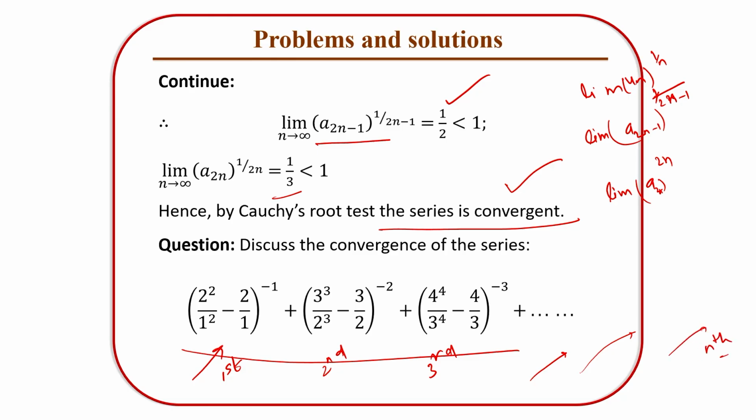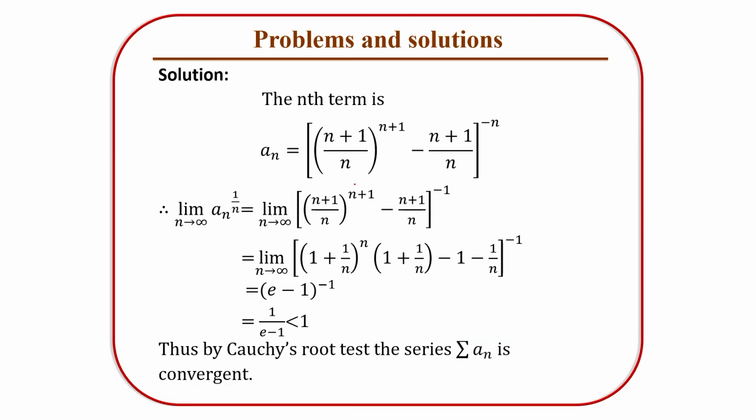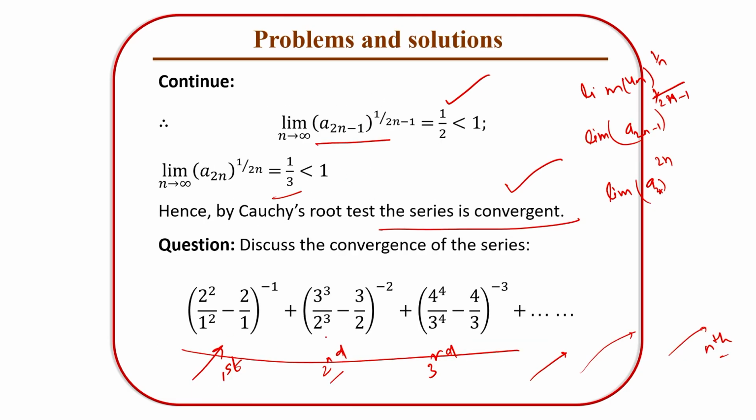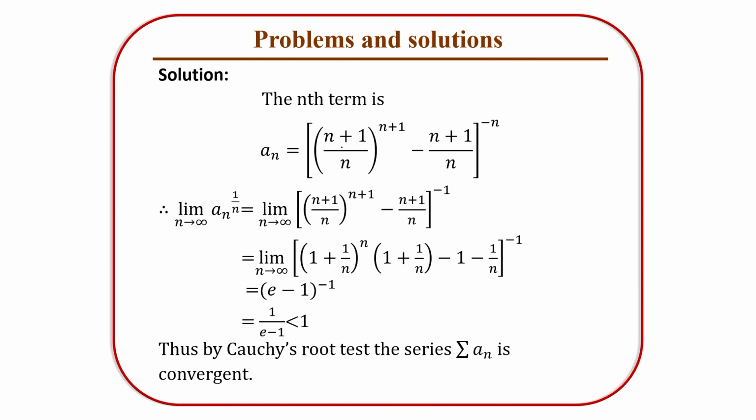Can I identify the nth term? We are going to identify the nth term. Remember this one. Focus on the second term, which contains the 3 and 3 here, and then the second term is here. Now do the same thing. Just look at here. This is nothing but (n+1)/n to the power n+1 minus ((n+1)/n) to the power minus n.